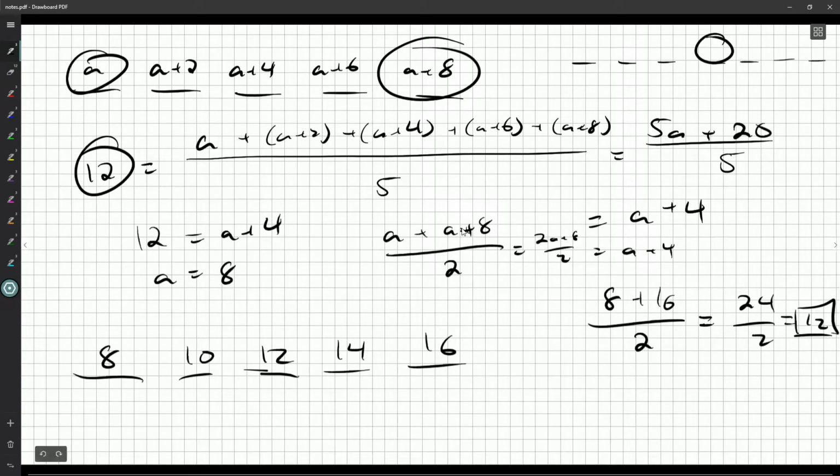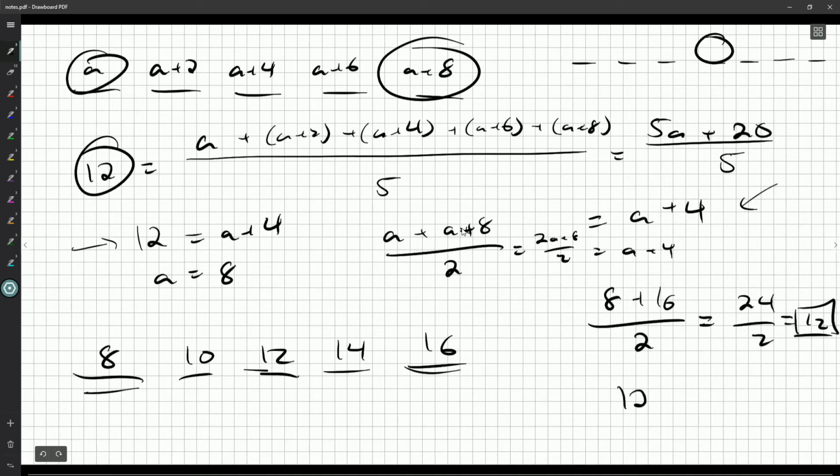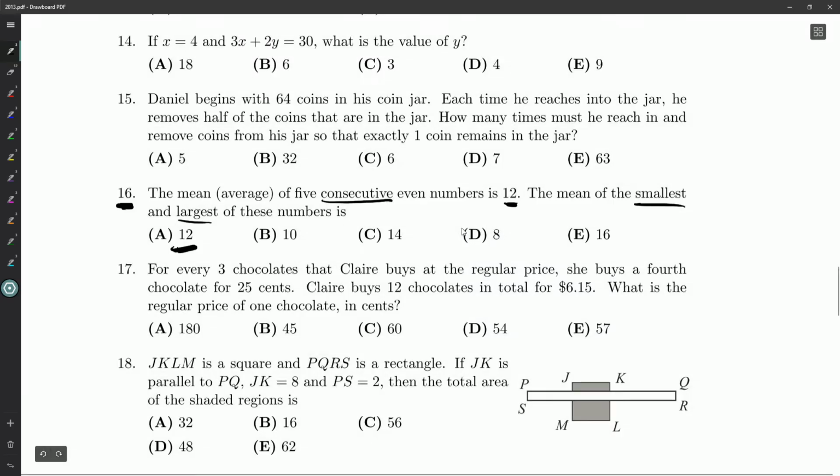But if you're not, that's okay. We can figure out that A plus 4 is 12. We can figure out our numbers, and we can average them, and it didn't take us that long to do it. So we get an answer of A, 12. All right. So a nice little question there, question number 16.